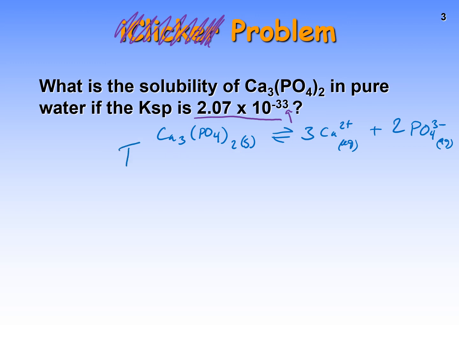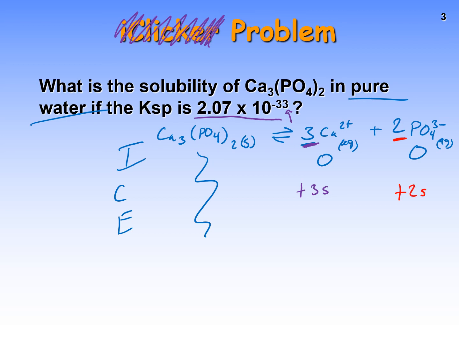Next, we're going to write out our ICE table. I really don't care about the calcium phosphate because it's in the solid state, and we don't care about solids in our ICE tables. Initially, since we're in pure water, we have 0 calcium 2 plus and 0 phosphate. Now, our change, because of this 3, that's very important, is going to be plus 3S. And over here, we have a 2, so this is going to be plus 2S. And then, plus 0, I get 3S for my calcium and 2S for my phosphate.